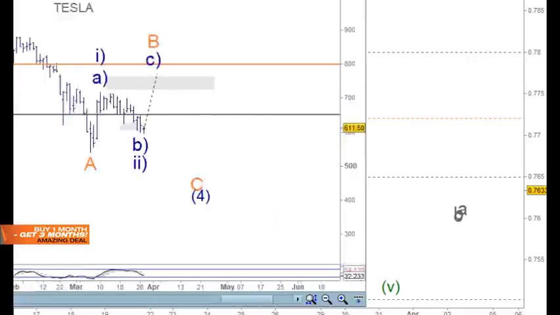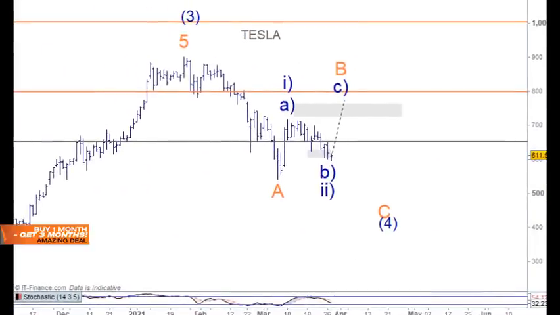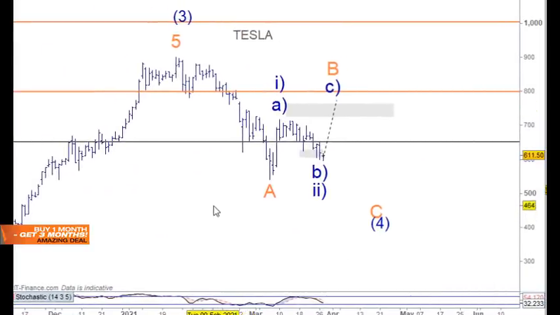So tech stocks, Tesla first. I've got this as the A wave here, then an A and a B and a C wave here for the B wave, and then we'll look down for the C wave. Adrian mentioned that it can count down as an ABC, and I agree with him on that as well.